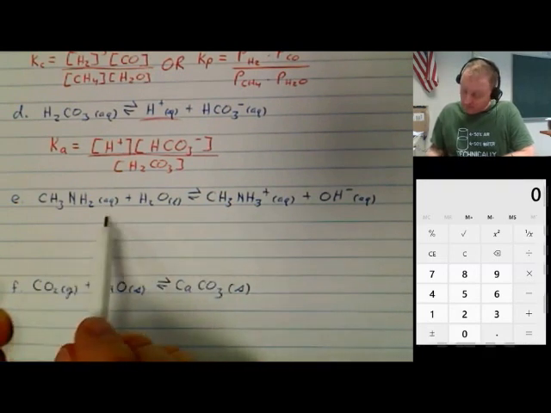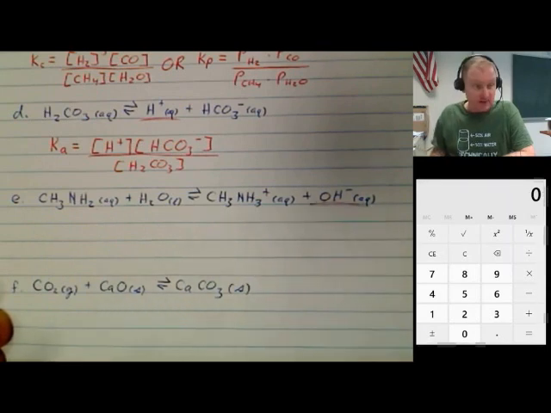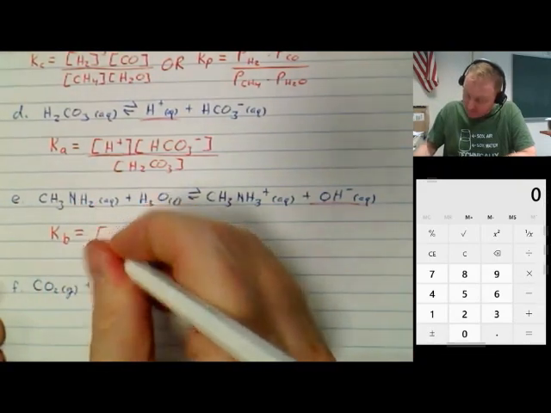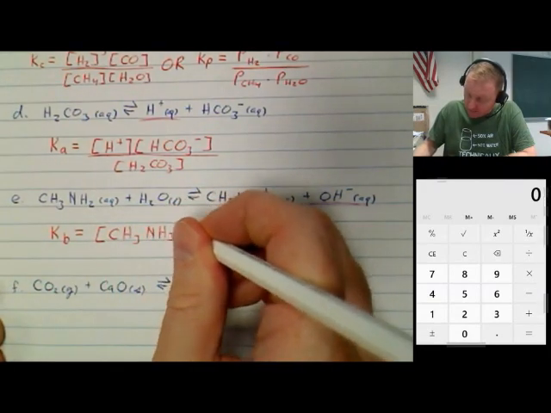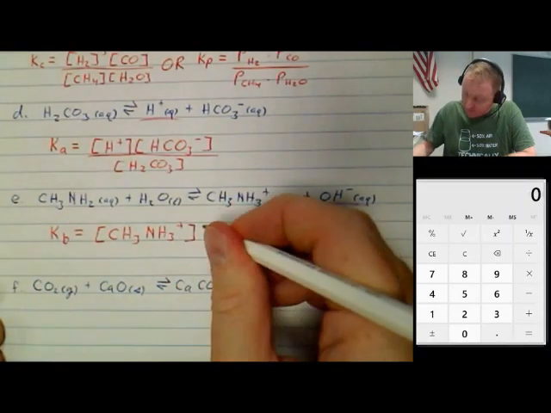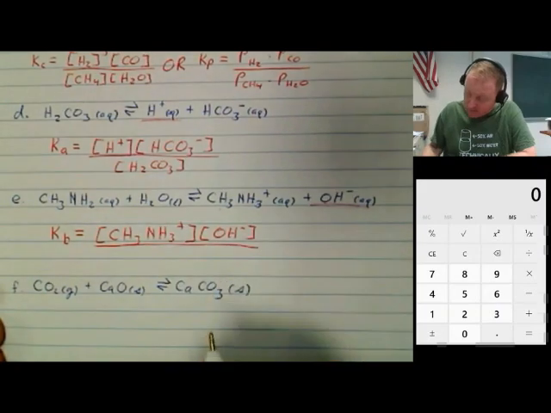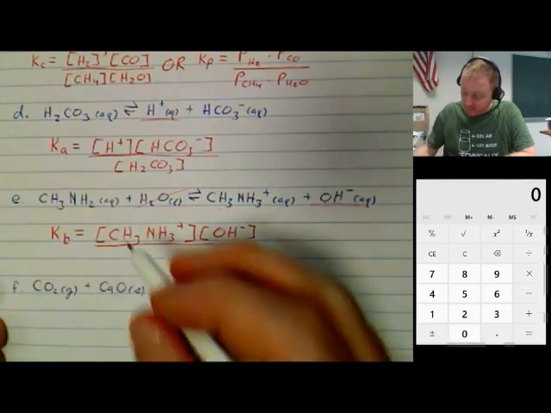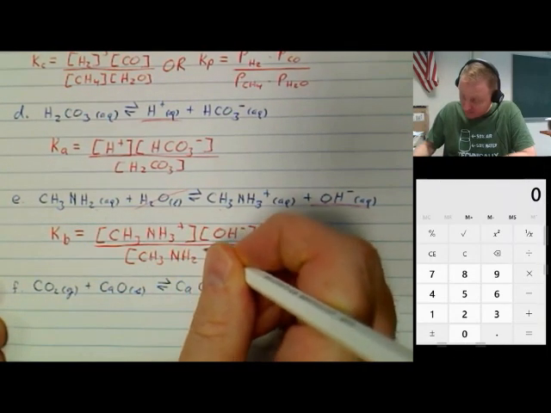E, we have this dissociating. Oh, take a look at that. That's making OH, hydroxide, and that's a base. So this is a Kb. We have CH3NH3 positive times the OH concentration divided by, water is a pure substance, so that's not going to be in my denominator. It's just going to be this guy over here, CH3NH2. All right.